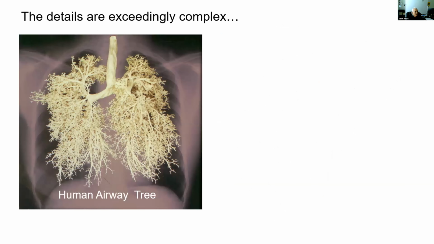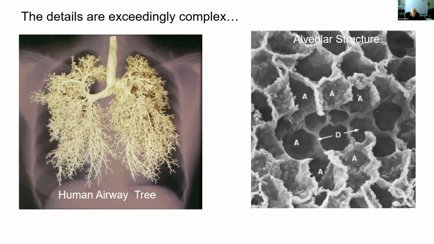So here's a cast of the human airway tree superimposed on an X-ray. If you look at the airways, starting with the trachea at the top and branching into ever smaller branches, it reaches the far reaches of the lung, and it's exceedingly complex. If you go down to the end of any of those airways and look at the alveolar tissue, you'll see something like this under the scanning electron microscope, where you have tiny little alveoli that are a fraction of a millimeter across, and there are about, the anatomists tell us, 300 million of them in a single human lung. So it's a very complex structure.